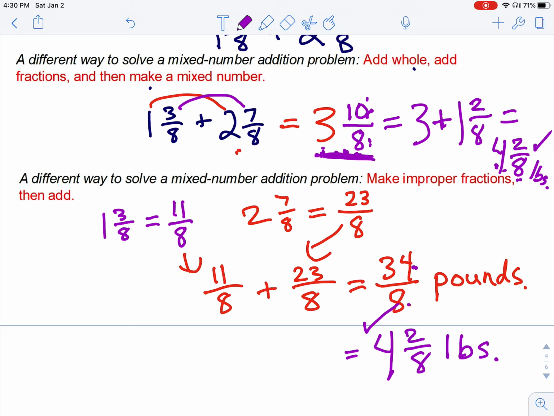Now we've looked at 3 strategies for adding mixed numbers. Find one that feels comfortable for you, and it's okay to use different strategies depending on the problem that you're doing and what's going to work best.